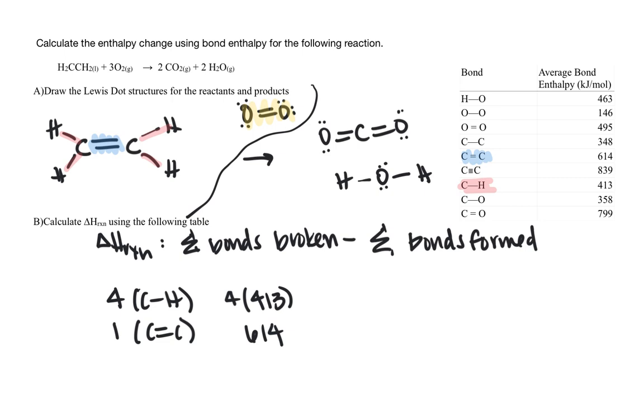And then we have this oxygen, which is here. And so there are 3 oxygen molecules. So we have to break that double bond 3 times. So that's going to give us 3 times O double bond O, which is 3 times 495. It's going to be minus the bonds formed. I'm running out of highlighter colors.